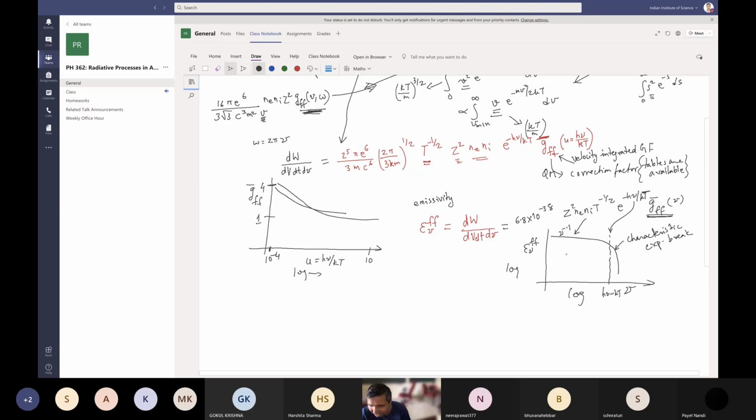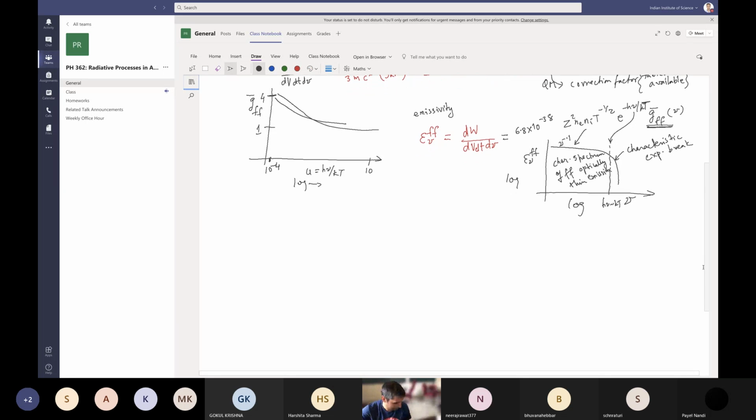So this is the characteristic spectrum of free-free optically thin emission. Do you get it? This is a thermal emission mechanism because electrons have a thermal velocity distribution. Thermal emission need not be black body. If it is optically thin, it is not black body.